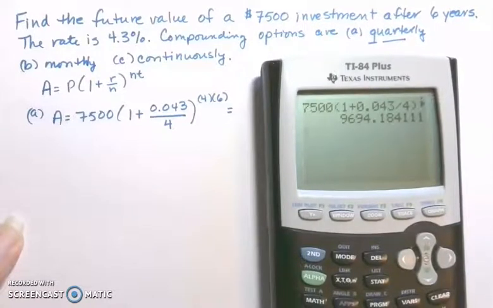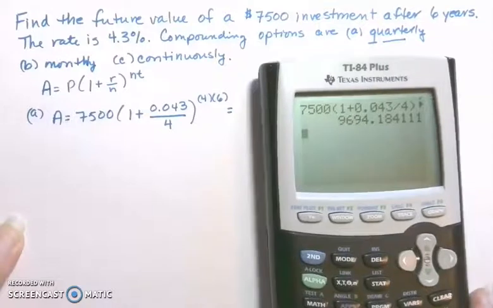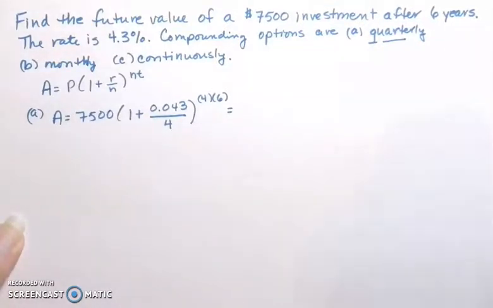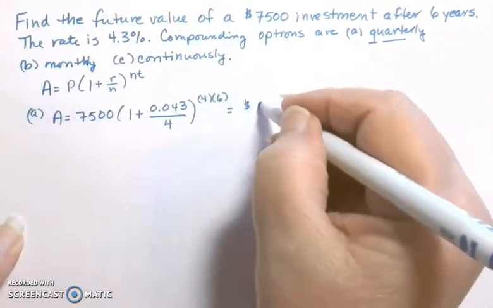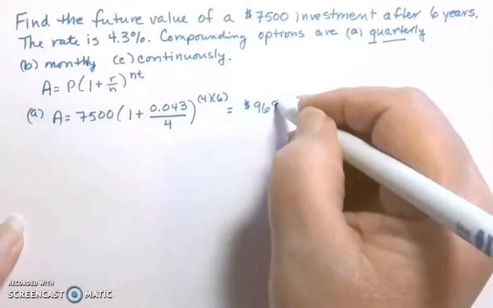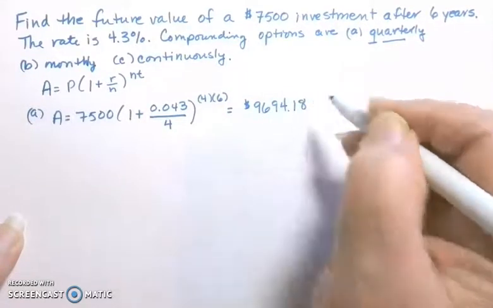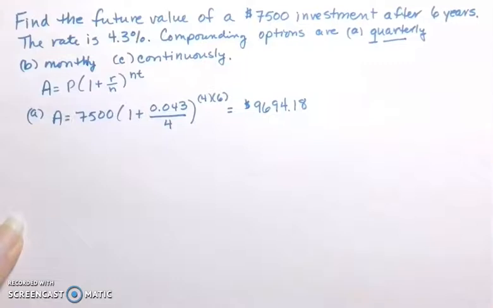That gives me $9,694, and we're going to round it to hundredths. So that would be $9,694.18 if it's compounded quarterly.